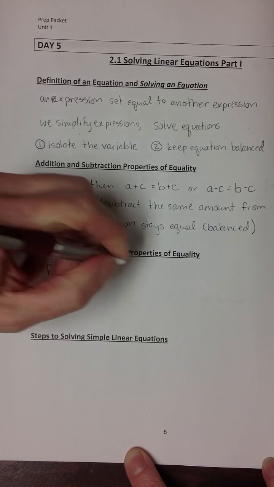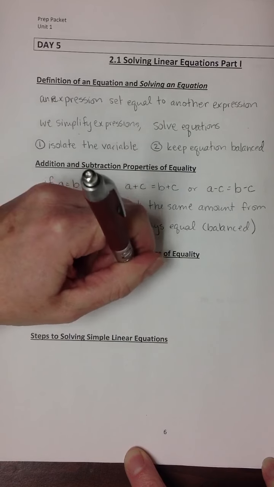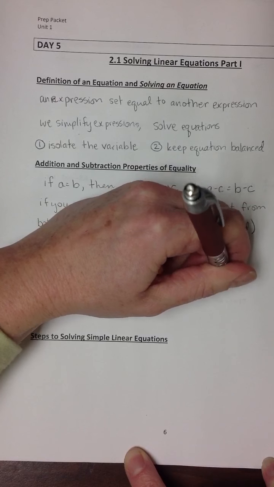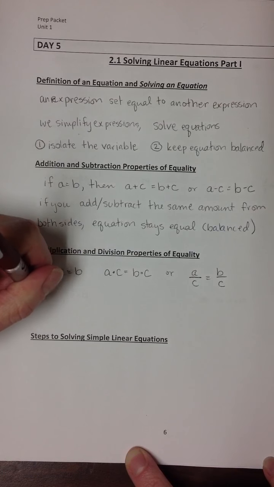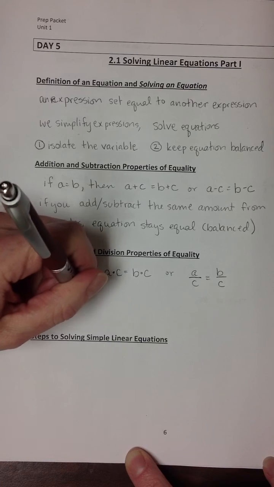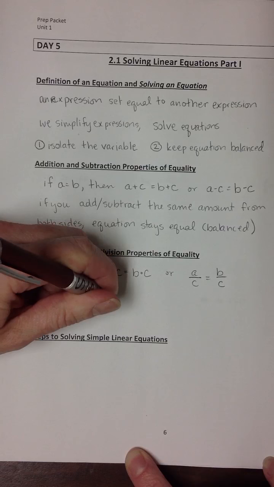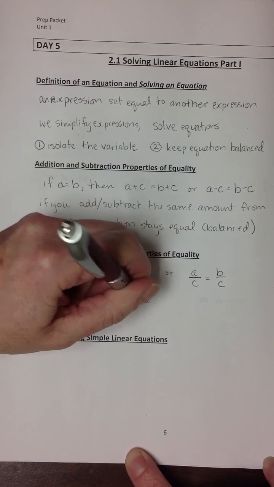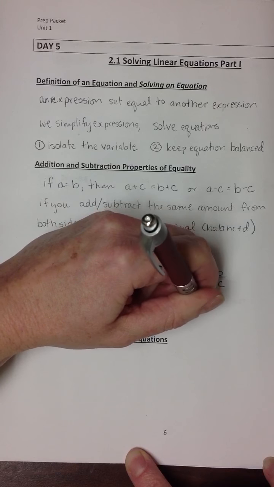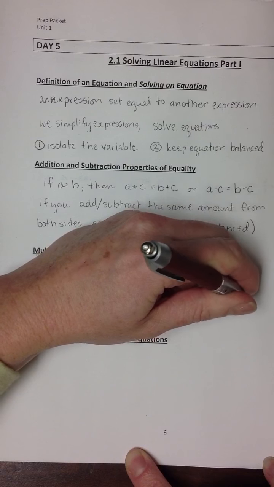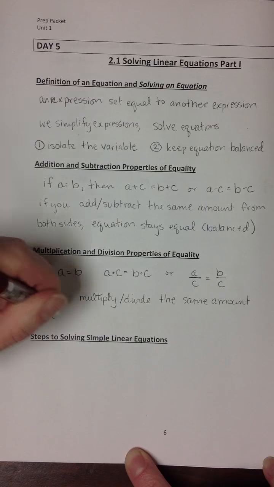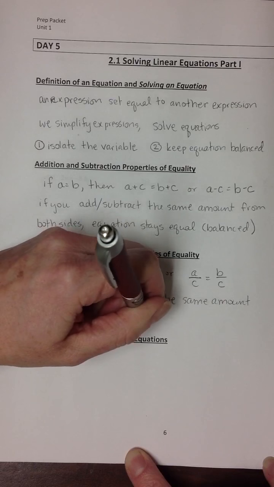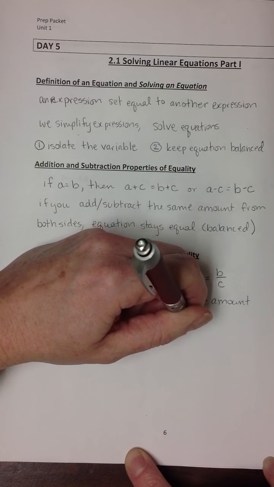The multiplication and division property works the same way. That if A is equal to B, then A times C is equal to B times C, or A divided by C is going to be equal to B divided by C. So to put that into words, if you multiply or divide the same amount from both sides, your equation stays equal.